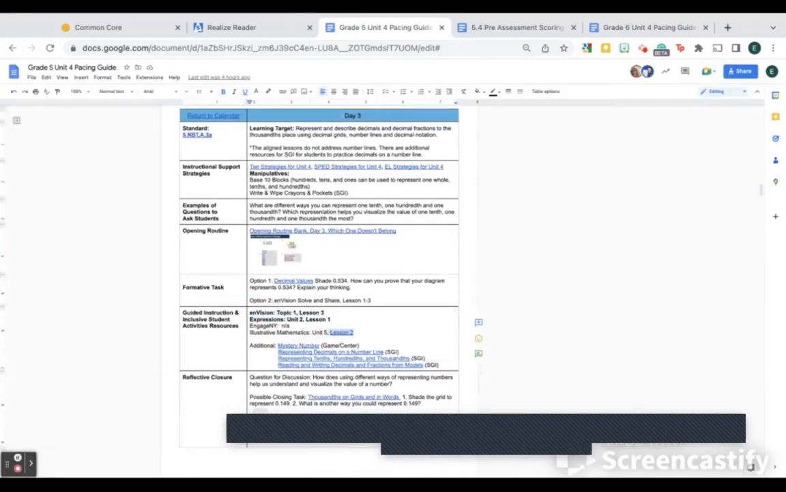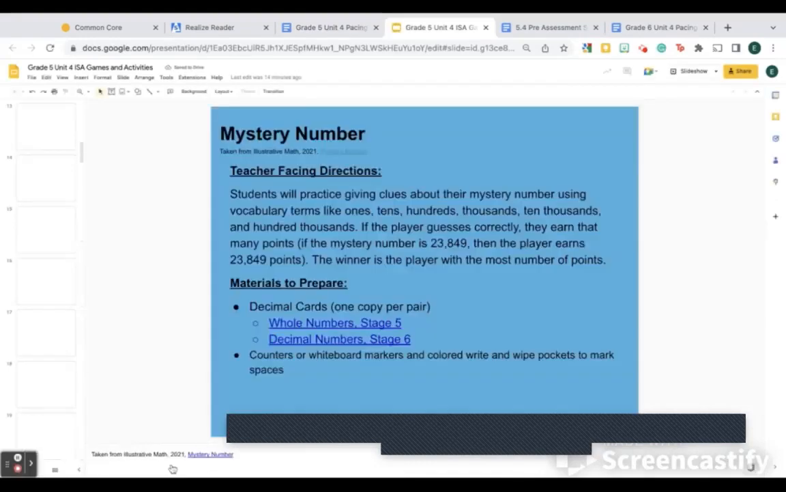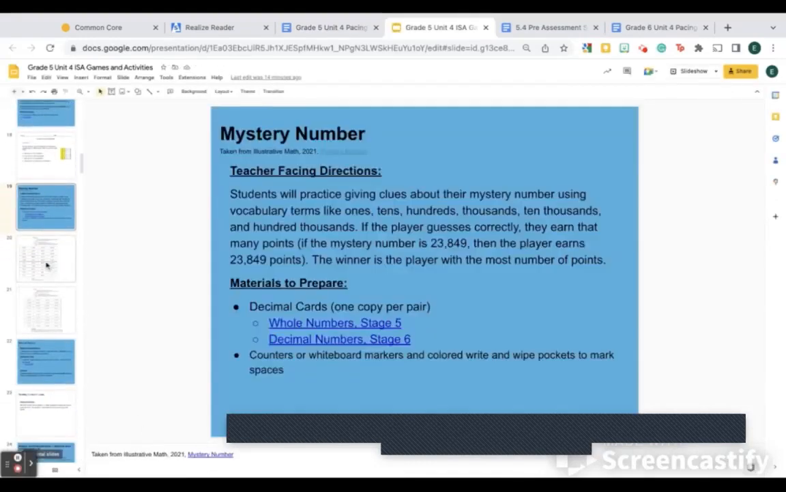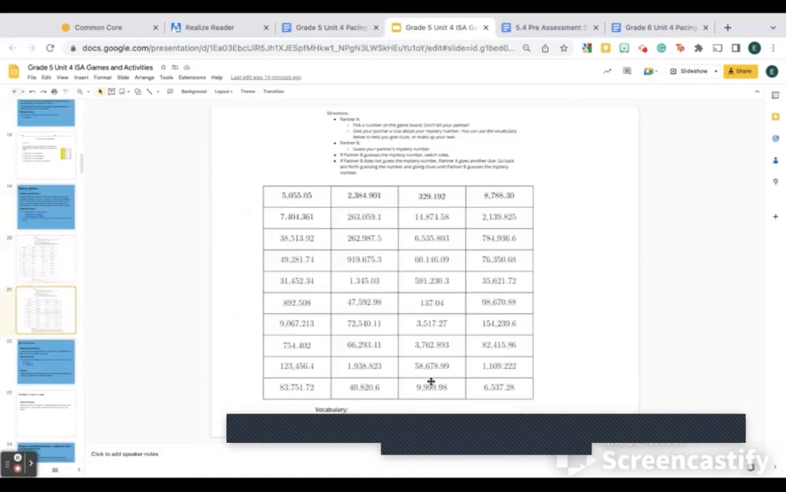When I looked at these earlier, I really liked Mystery Number. I think I'm actually going to have my students practice Mystery Number on day 2, 3, 4, and 5. One of the cool things about Mystery Number is it allows me to differentiate, because when I looked at it, I noticed that there's different versions. There's the version with whole numbers and a version with decimals.